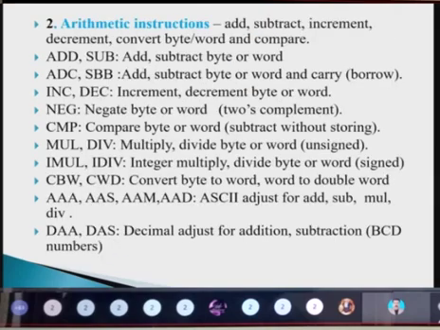Okay. So our next one is our arithmetic instructions. So arithmetic instructions, normally we know what arithmetic operations we'll be doing: add, subtraction, increment, decrement. If I want to convert the byte or word, if I want to compare, all those things we can do under these arithmetic instructions.